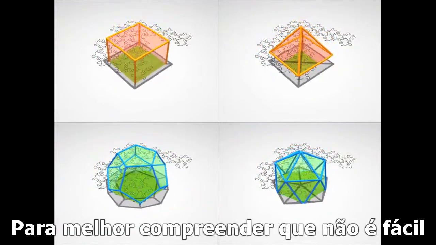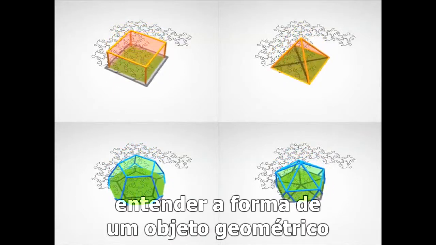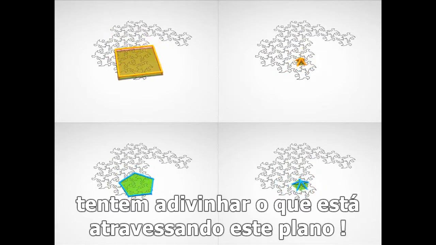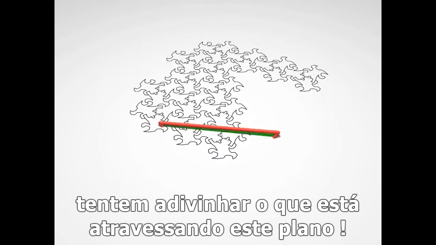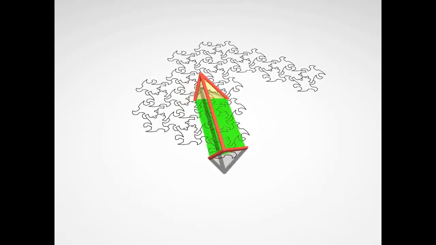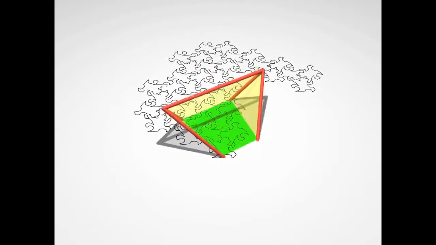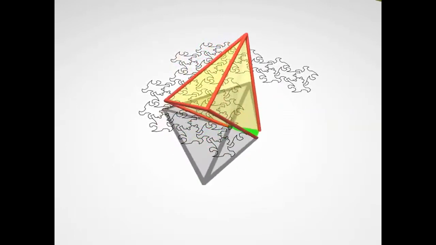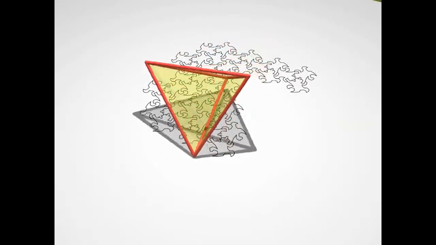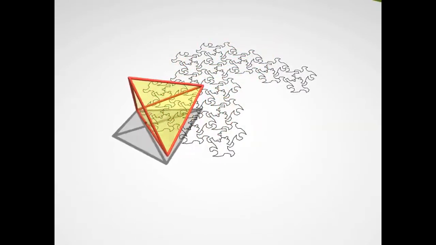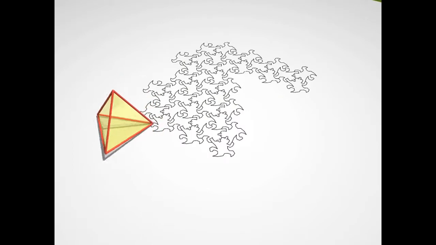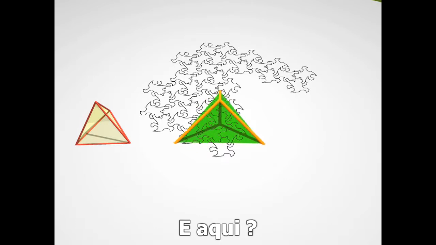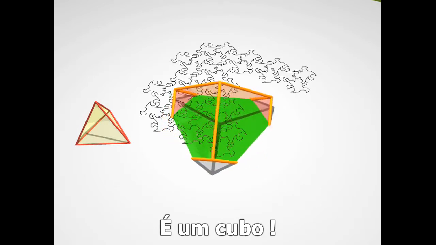To see how hard it is to visualize the form of a geometric body from its cross sections, try to guess what is crossing through the plane now. A tetrahedron. And now, it was a cube.